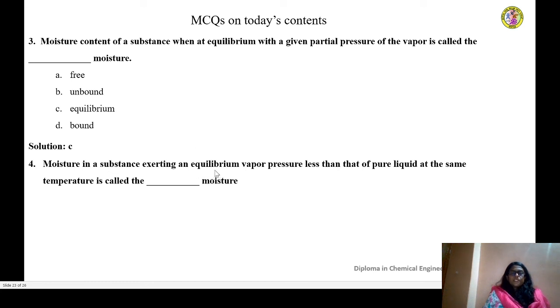Moisture in a substance exerting an equilibrium vapor pressure less than that of pure liquid at the same temperature is called: is it bound moisture, unbound moisture, critical moisture, or none of the above? We know that it is the bound moisture which exerts a vapor pressure less than that of the pure liquid at the same temperature. So option A is the right choice.